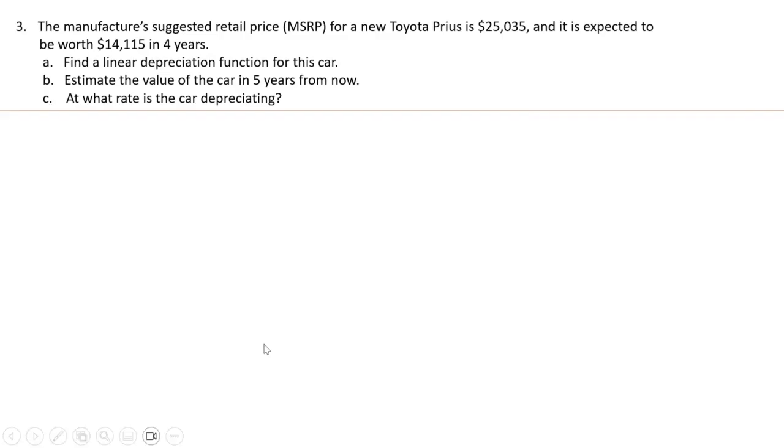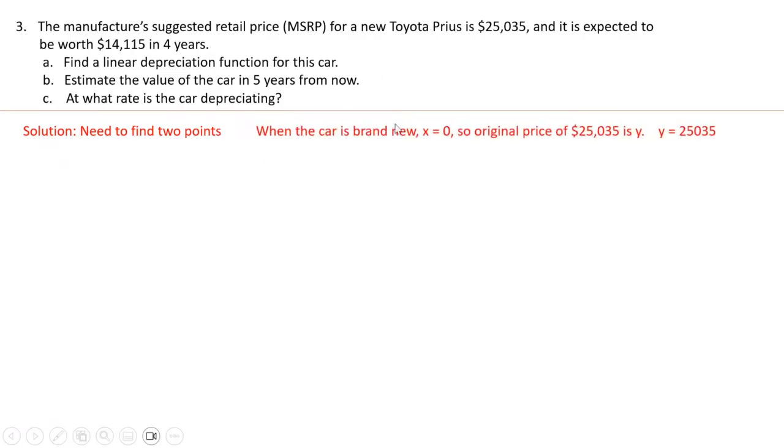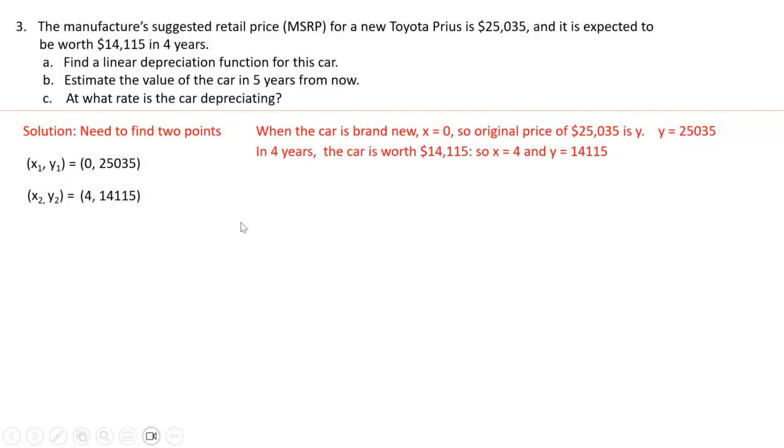So for part A, we need to find 2 points with the given information. When the car is brand new, it's worth $25,035. So when x is 0, y is $25,035. That's point 1, so it'll be (0, 25,035). Now the second point comes from the second piece of information: it is expected to be worth $14,115 in 4 years. So x is 4 and y is 14,115. That's my second point.